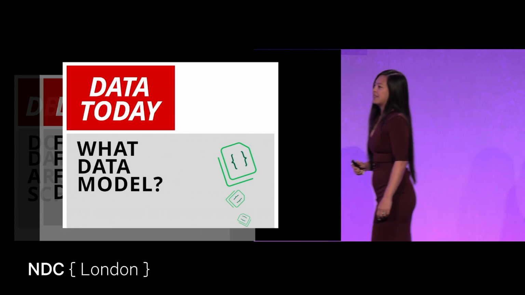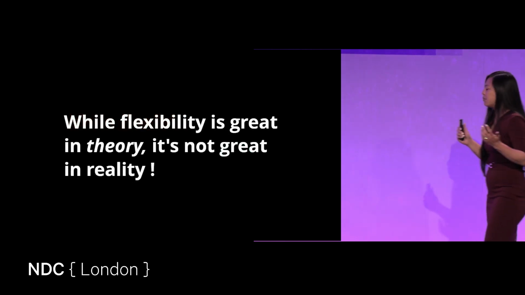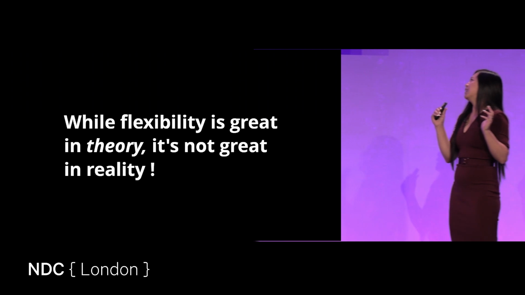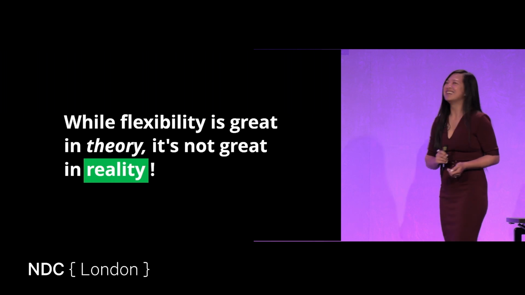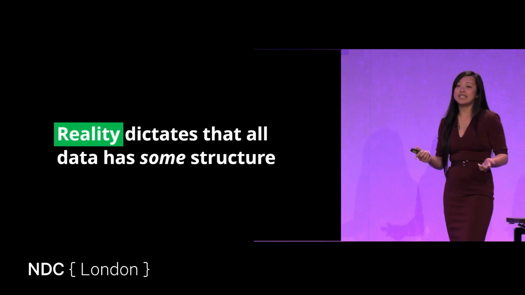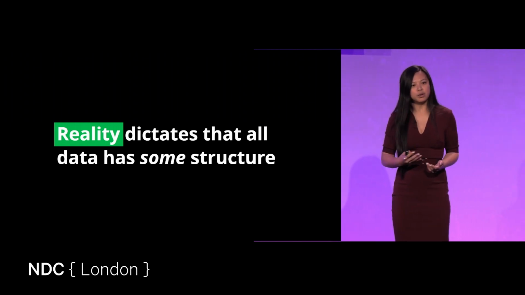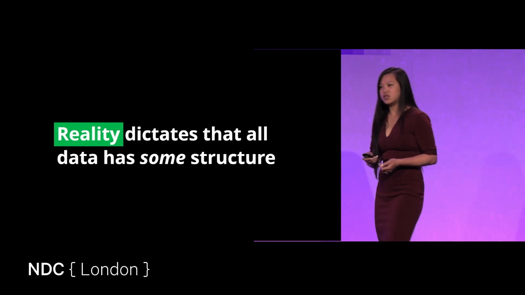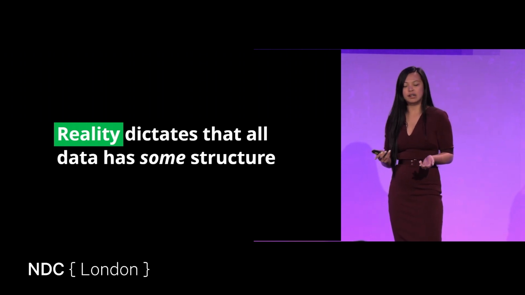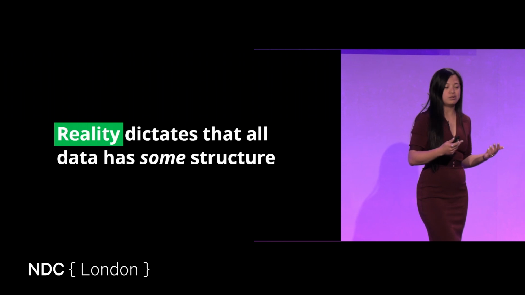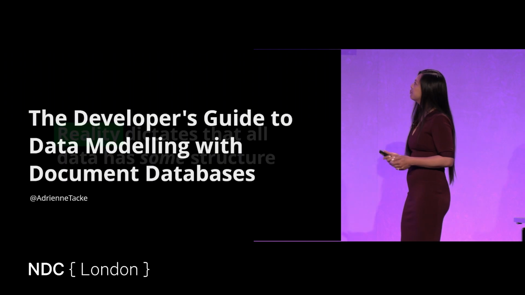But what I'm here to tell you today is that this is actually a thing that is necessary, and that's why I am here today to talk to you about it. While flexibility is great in theory, it's actually not that great in reality. In fact, reality dictates that all data has some sort of structure. That's the whole reason why it is valuable. The way that we work with it, the way that we interact with it in our applications, the way that we make sense of it, the way that we use it. The structure around the data that we're using is what makes it so necessary. And so for that very fact, we know that we need to adhere to this.